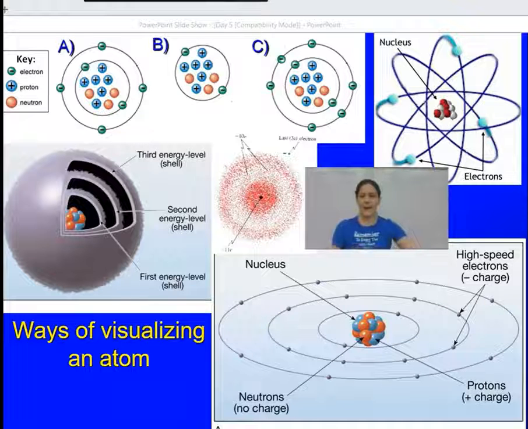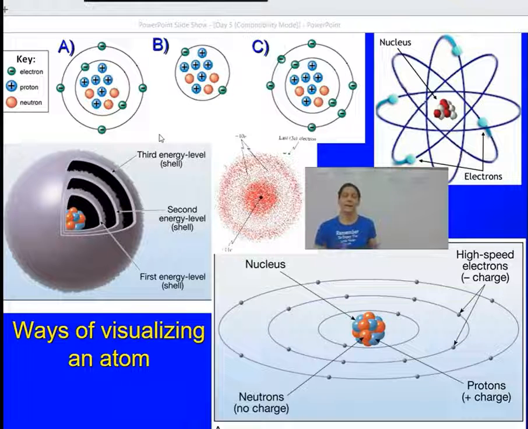Okay, let me put my face back in there because it's such a beautiful face. Okay, so ways of visualizing an atom. Depending on your background, you might see atoms in different ways. On the homework sheet I gave you for today, there is this picture. So if you wanted to pause the video and open the homework sheet up so that you can look at that picture, you can.